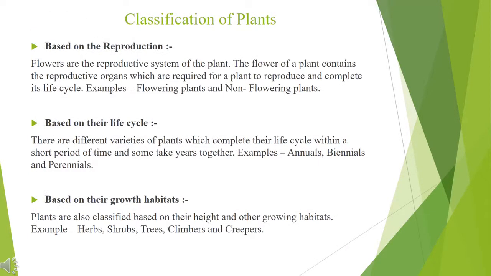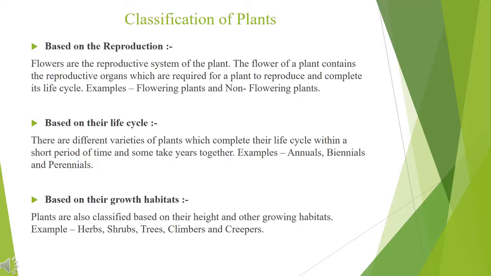Now let's discuss the classification of plants. The classification of plants is based on three things: based on reproduction, based on their life cycle, and based on their growth habitats. First, based on the reproduction. Flowers are the reproductive system of the plant. The flower of the plant contains the reproductive organs which are required for a plant to reproduce and complete its life cycle.